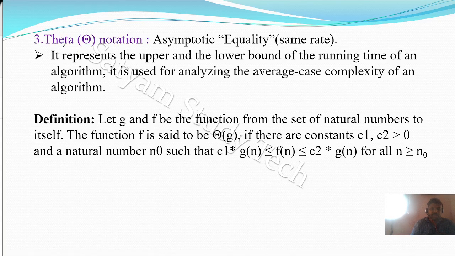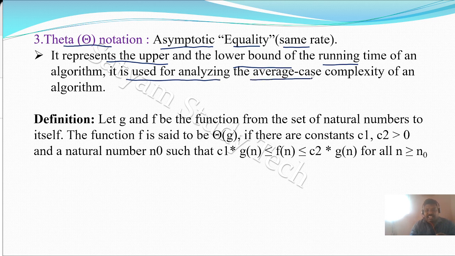Today's topic is theta notation. You can use theta notation when the big O notation and omega notation are asymptotically equal. Asymptotic equality means the same rate. It represents both the upper bound and the lower bound of the running time of an algorithm. It is used for analyzing the average case complexity of an algorithm.